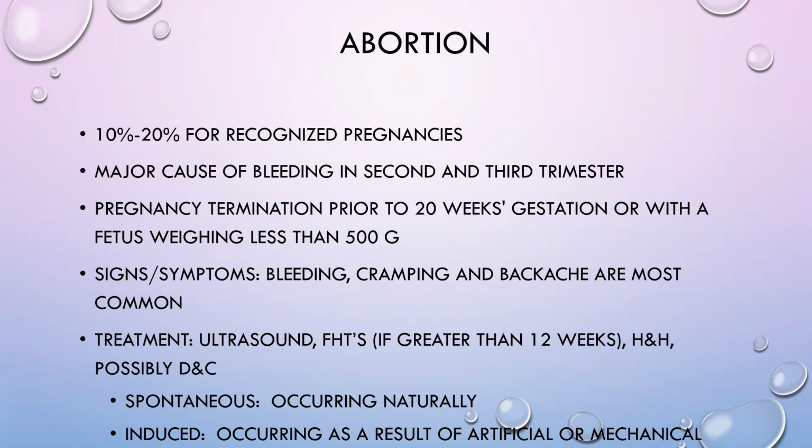Signs and symptoms of abortion include bleeding, cramping, and backache. Treatment for an abortion includes ultrasounds, listening to fetal heart tones if the fetus is greater than 12 weeks, checking a hematocrit and hemoglobin on mom. With the demise or termination of a pregnancy, a D&C may be indicated, a dilation and curettage to remove the products of pregnancy. Spontaneous abortion means it occurs naturally. Induced means it is the result of an artificial or a mechanical interruption.